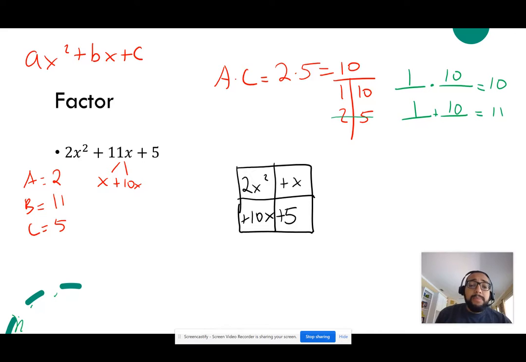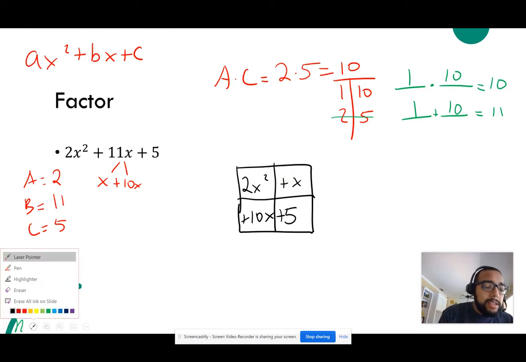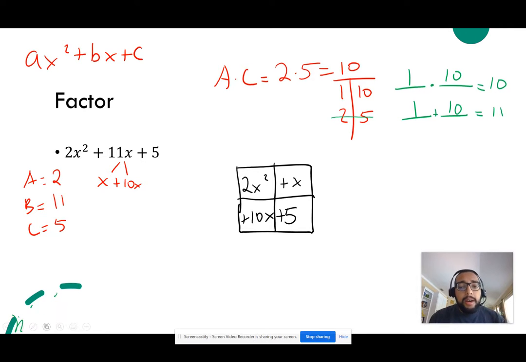All right, so we'll start with the first row. So between the first row being 2x squared and x, I want to take out my greatest common factor. So my GCF there would just be an x. We can't take out any number because it's just 2 and 1. And they both have an x in common. And the most x's I can take out is just 1.